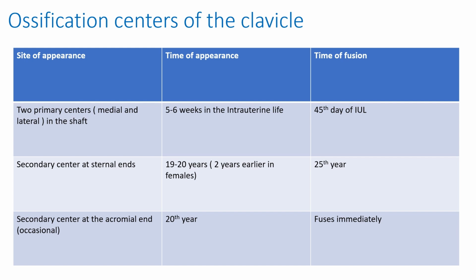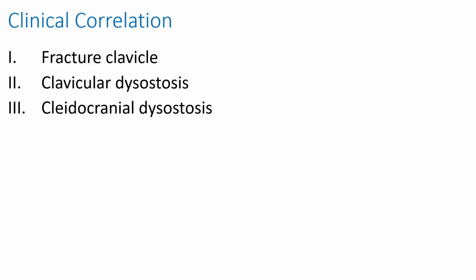Then the clinical correlations of the clavicle, we have number 1, fractures of the clavicle, number 2, clavicular dysostosis, then cleidocranial dysostosis. So those are the clinical correlations of the clavicle.